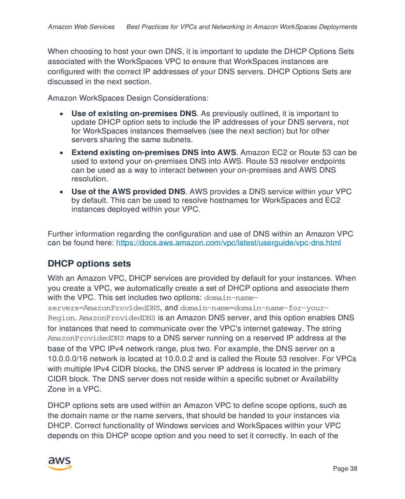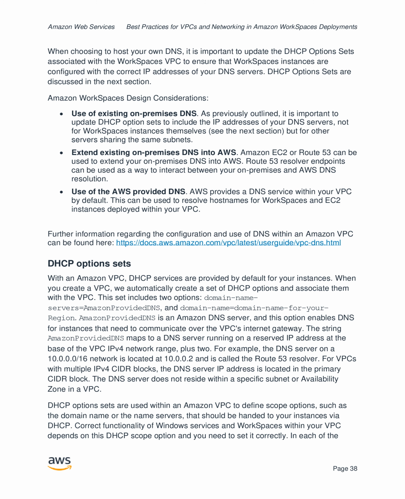Amazon WorkSpaces design considerations. Use of existing on-premises DNS. As previously outlined, it is important to update DHCP option sets to include the IP addresses of your DNS servers, not for WorkSpaces instances themselves, see the next section, but for other servers sharing the same subnets. Extend existing on-premises DNS into AWS. Amazon EC2 or Route 53 can be used to extend your on-premises DNS into AWS. Route 53 resolver endpoints can be used as a way to interact between your on-premises and AWS DNS resolution.